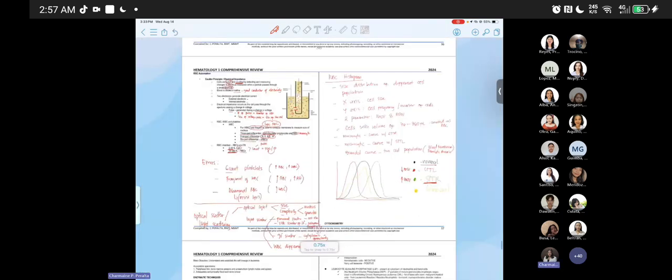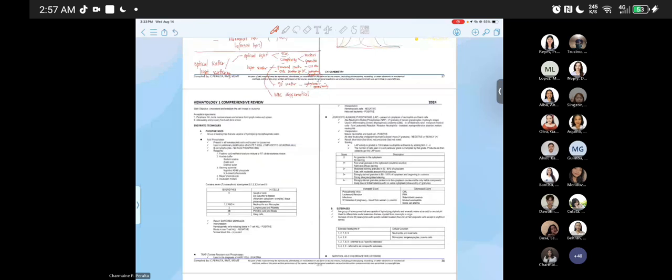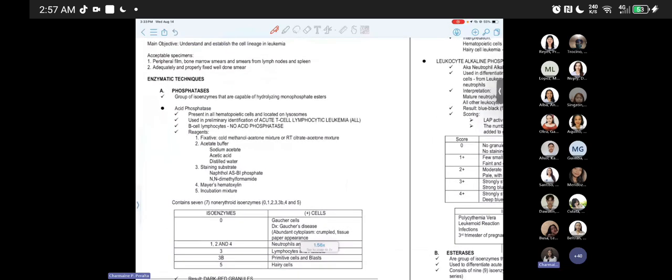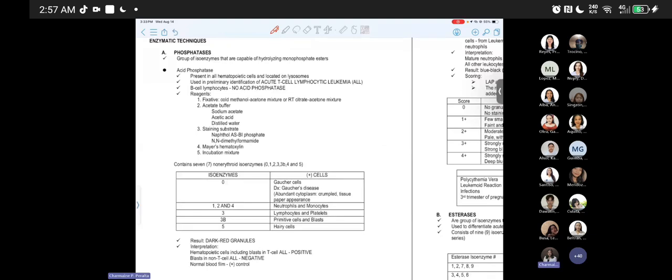Okay? Next, we have cytochemistry. Wala na akong i-add masyado dito. It is as is. So sa phosphatases, we have ACP. Sa ACP, ang result nito is dark red granules. So ginagamit ang acid phosphatase for acute T-cell lymphocytic leukemia. Kasi ang B-cell, walang acid phosphatase.